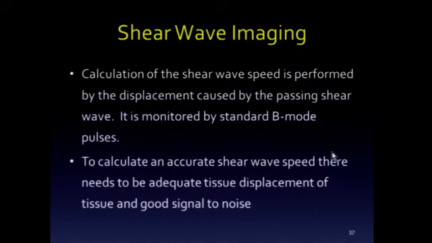Let's move on to shear wave imaging. The calculation of the shear wave speed is performed by the displacement caused by the passing shear wave, and this is monitored by our standard B-mode pulses. To calculate an accurate shear wave speed, there needs to be adequate displacement of the tissue as well as good signal to noise.